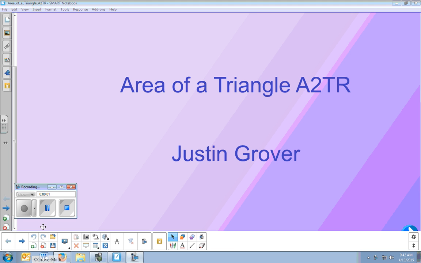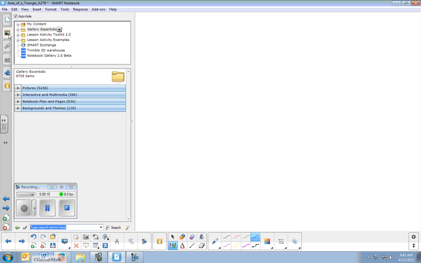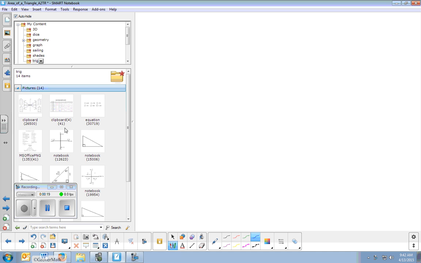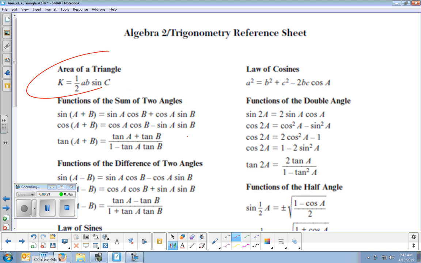Area of a triangle, Algebra 2, trigonometry regions. The area of a triangle. This is a formula that's given to us on our regions reference sheet. If I pull it up really quick, here it is in the top left. So it's the first thing given to you, area of a triangle.